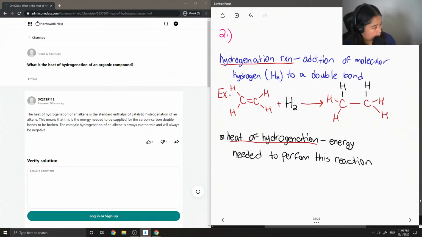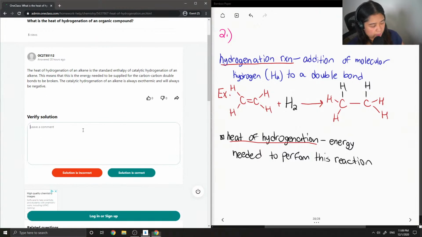Okay, so let's see what the junior tutor said. The heat of hydrogenation of an alkene is the standard enthalpy of catalytic hydrogenation of an alkene. This means that this is the energy needed to be supplied for the carbon-carbon double bonds to be broken. Yep, so the catalytic hydrogenation of an alkene is always exothermic and will always be negative. Okay, so the solution is correct.